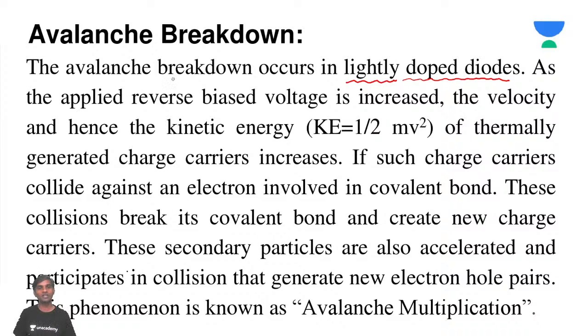As the applied reverse bias voltage is increased, the velocity and hence the kinetic energy of thermally generated charge carriers increases. If such charge carriers collide with an electron involved in a covalent bond, these collisions break the covalent bond and create new charge carriers. These secondary particles are also accelerated and participate in collisions that generate new electron-hole pairs. This phenomenon is called avalanche.